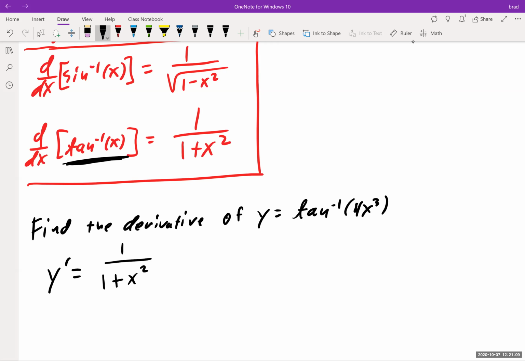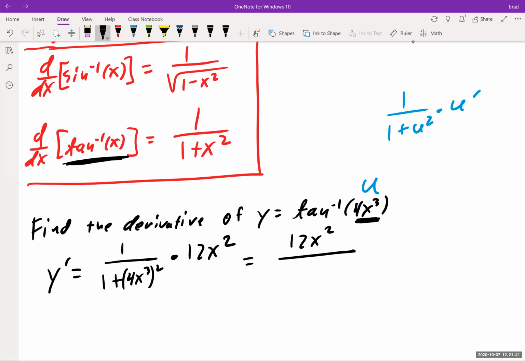But the problem is we don't have plain old x squared. We have 4x cubed, so I'm going to do 4x cubed squared. But I still never took the derivative of the 4x cubed, so I have to attach the chain rule, which would be 12x squared. Hopefully you all see that. Remember, you could call this u once again, so this would be 1 over 1 plus u squared times u prime, if you want to think about it that way. Now when I do my cleanup, this becomes 12x squared all over 1 plus 16x to the 6th. And that is how you take the derivative of an arctan function.